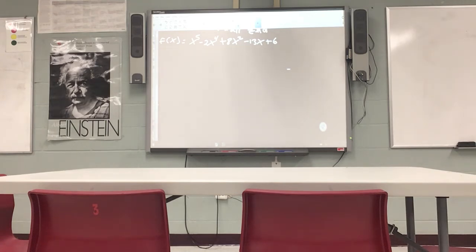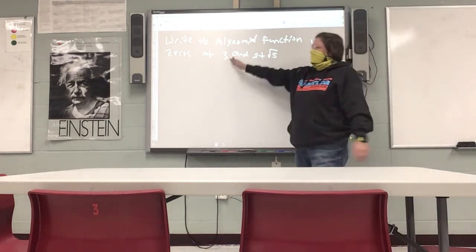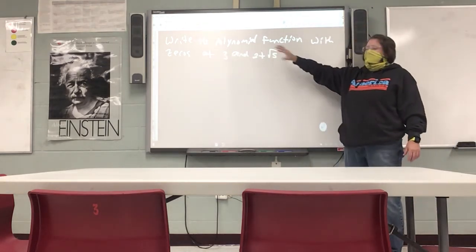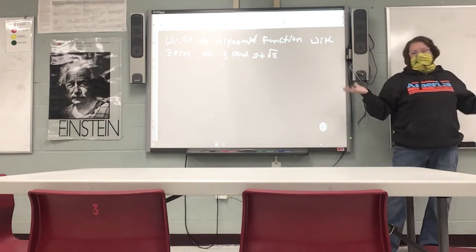Okay, so if I'm remembering right from when I wrote this on here this morning at 5:30, this last one, we're gonna go backwards. I've given you the zeros, and we gotta write the polynomial function. Okay, so it's just backwards of what we've been doing. We ended up and we got an answer that said x equals 3, and we got an answer that said x equals 2 plus the square root of 5, and we gotta get that big polynomial function.